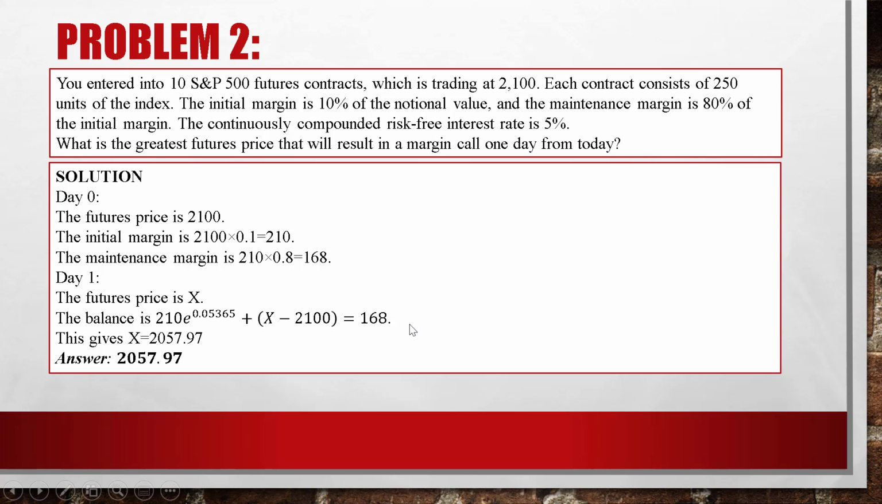This gives X as 257.97. Here this is 0.05 over 365. I made a mistake. It should be 0.05 over 365 because one day is 1 over 365 years.